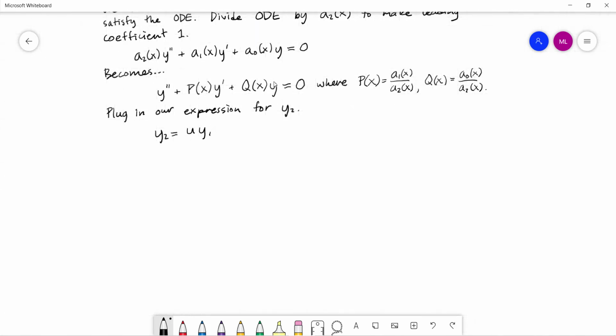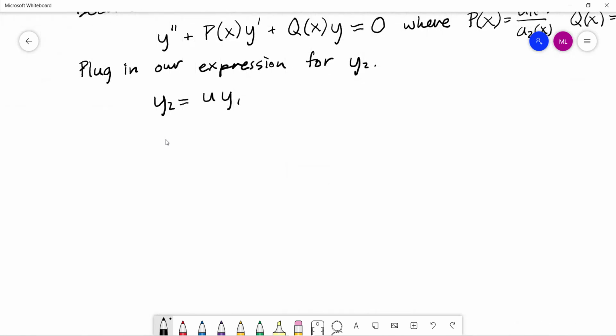That's going to be fine when we plug it in right here, but for this term and this term, I'm going to need to plug in the derivative and the second derivative. So I need y2 prime and I need y2 double prime. So let's find out what those look like.